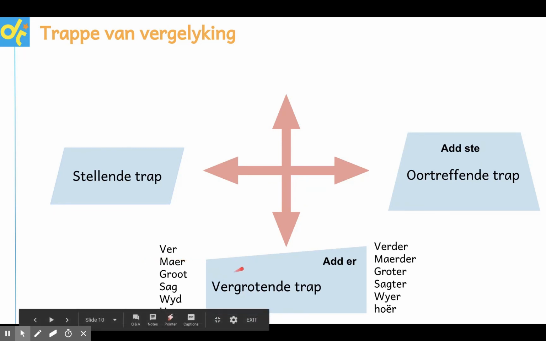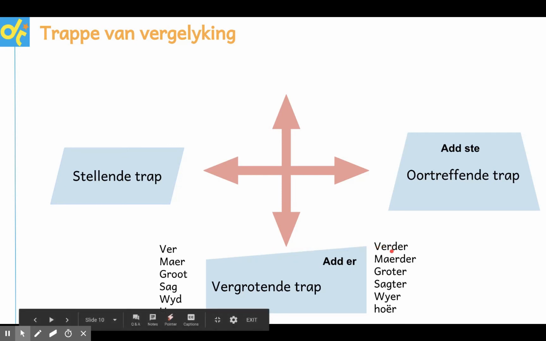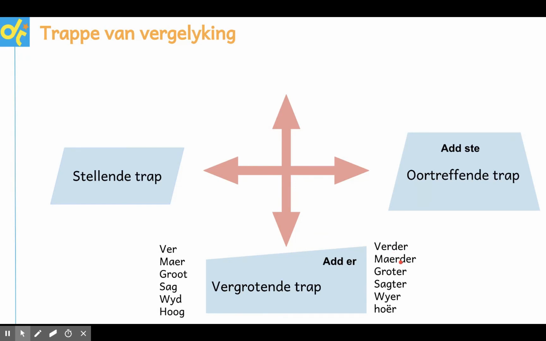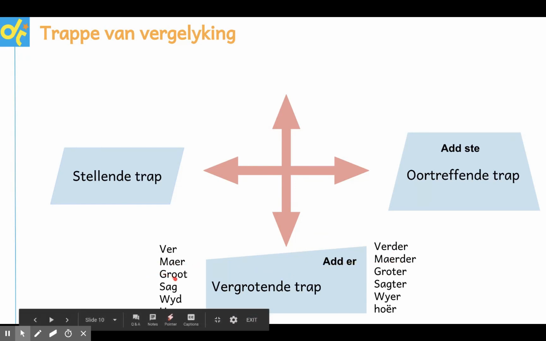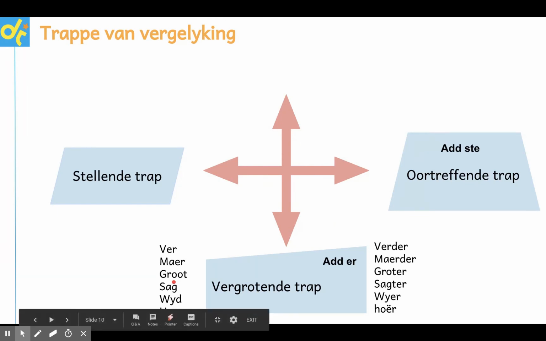Then with your second step, vergrotende trap, you add an ER, but sometimes there's a D as well. So just have a look at the exceptions again. Ver, verder, maar, maarder. Mostly with words ending in R, you're going to have to add a D, ER. Remember, your rules for meervoud and verkleining apply here as well, even though we're not working with nouns. It's a rhythm thing, and it's a syllable thing.